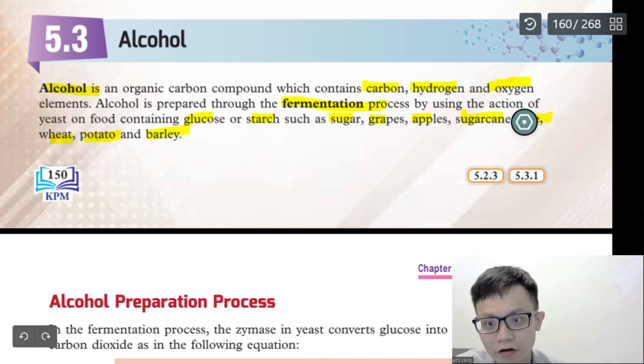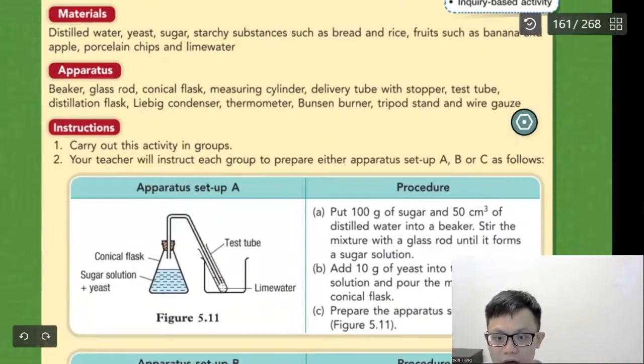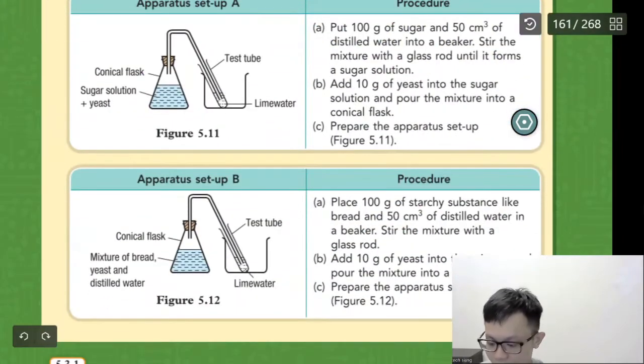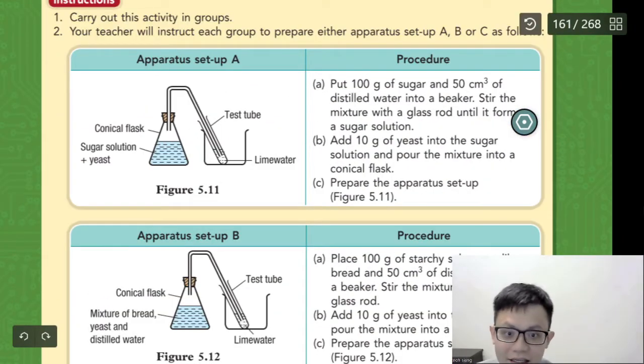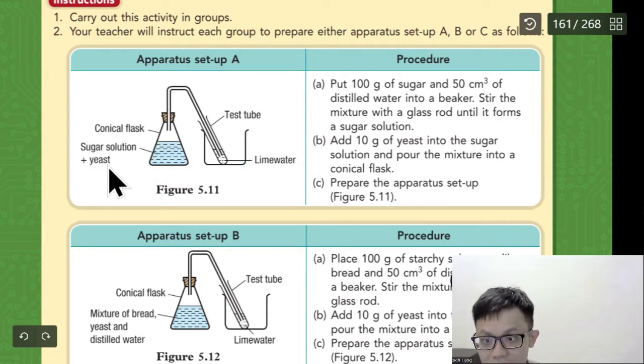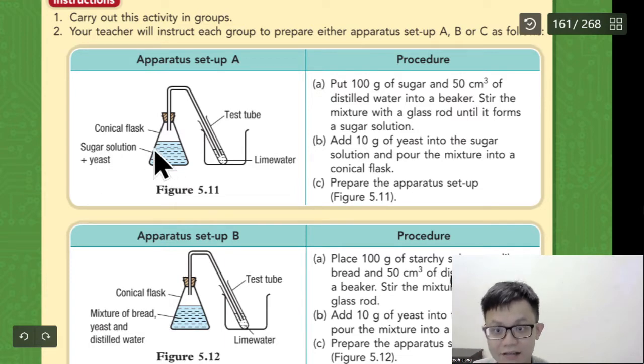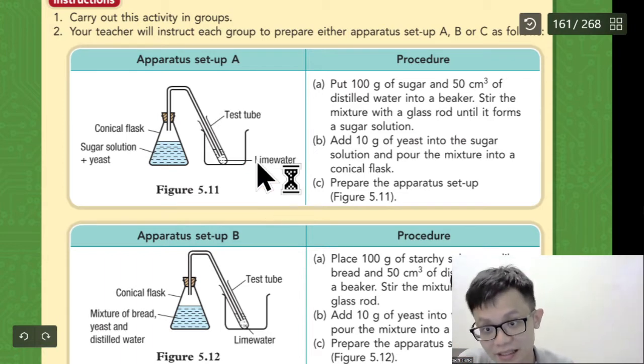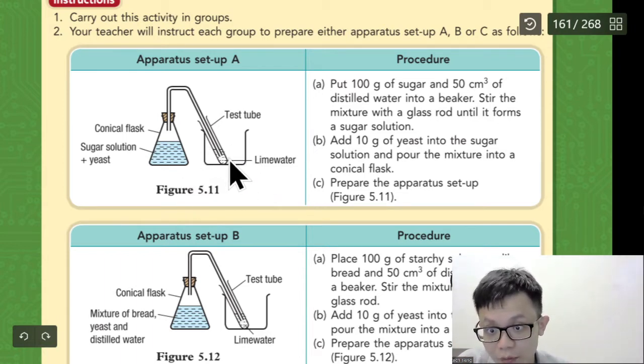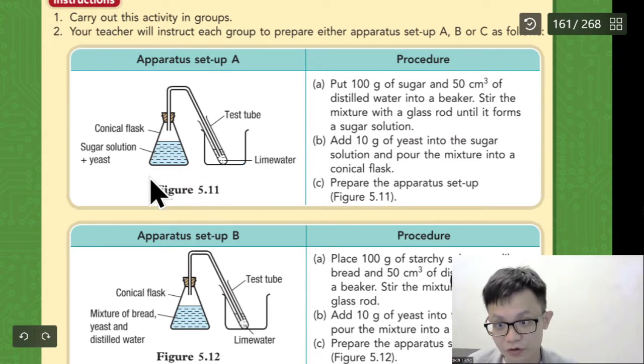So how to make alcohol? We use a process called fermentation. We can see in this experiment that they are using sugar plus yeast. When they put in lime water, there's a purpose. The purpose is to test whether carbon dioxide is produced. Of course, carbon dioxide is produced in this reaction.